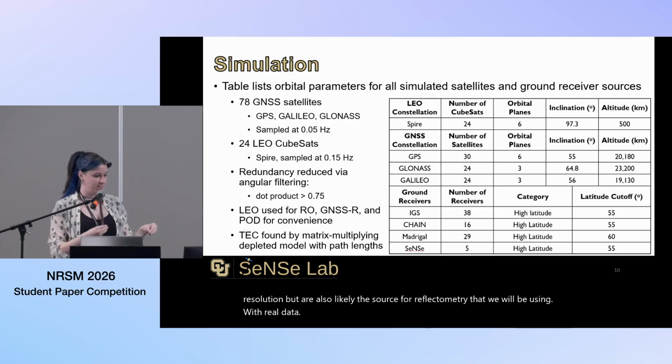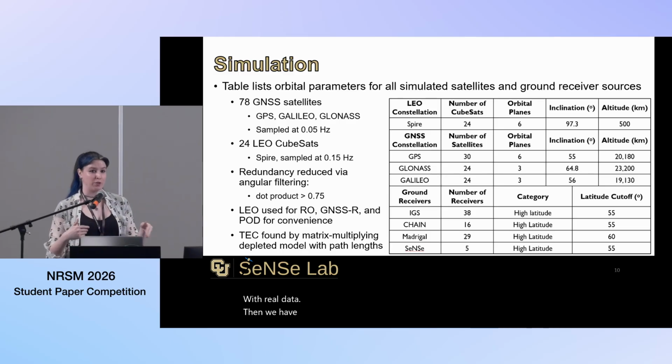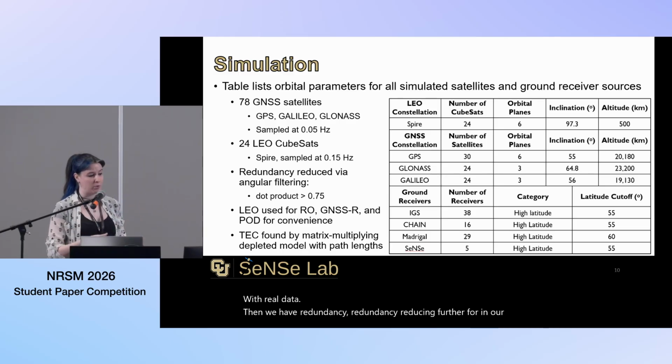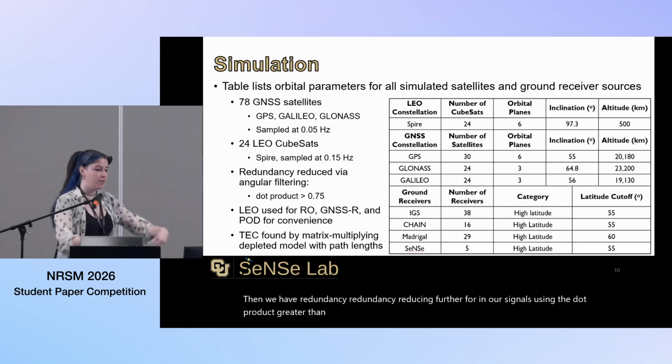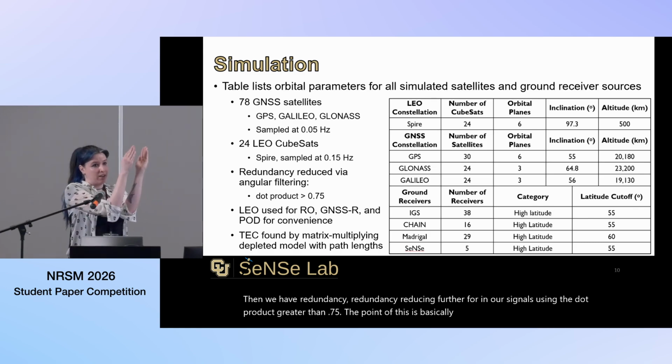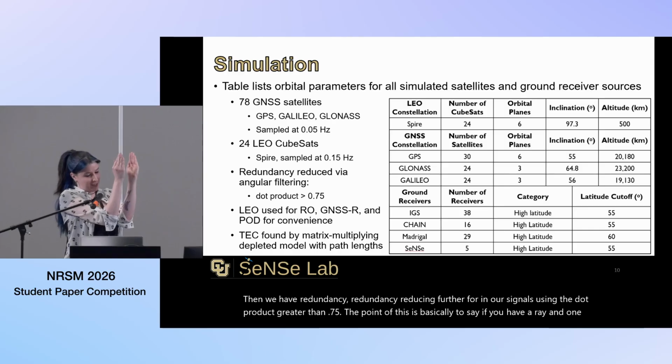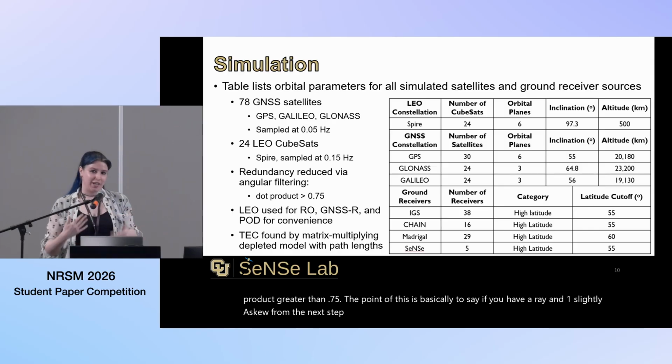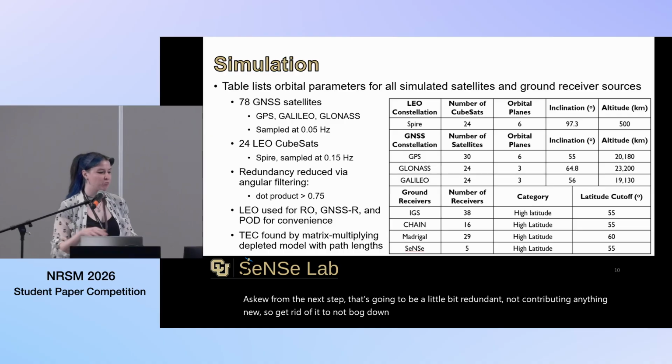Then we have redundancy reducing further in our signals using the dot product greater than 0.75. The point of this is basically to say if you have a ray and one slightly askew from the next step, that's going to be a little bit redundant and not contributing anything new, so get rid of it to not bog down your system too much.